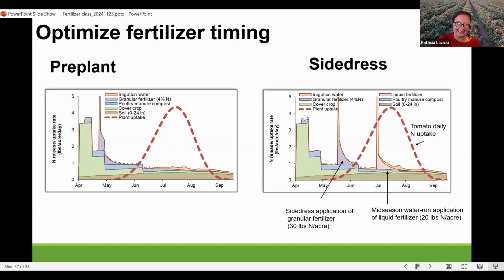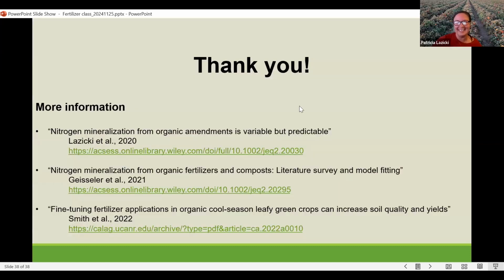And that's something that we'll get into next week, the idea of priming, where you can have inputs that may cause an increased amount of mineralization from the soil organic matter. So just a little teaser for next week.